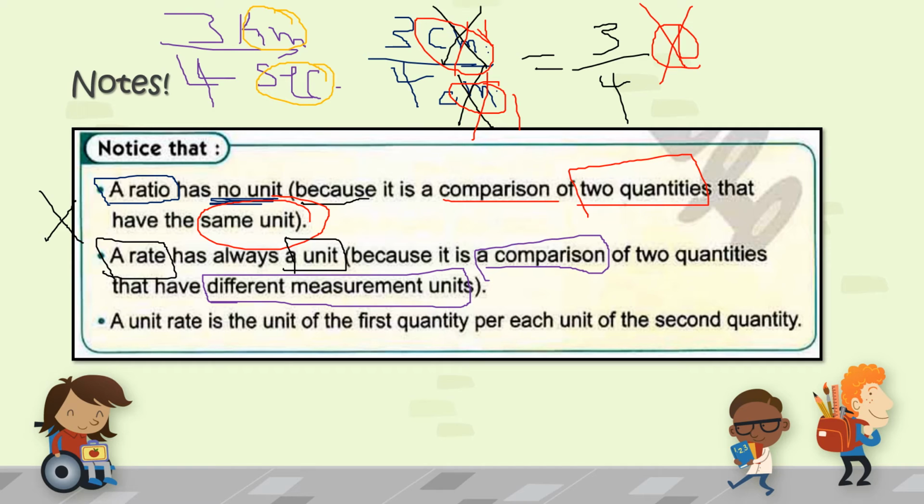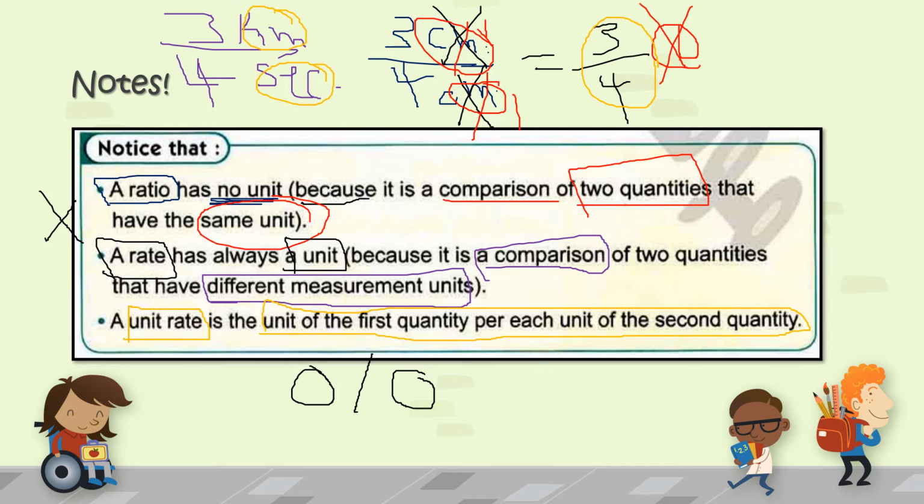But a ratio is like 3 over 4, just 3 over 4, because it has no unit, because we compare two quantities of the same unit. So a unit rate is the unit of the first quantity per the unit of the second quantity. So to find the rate of a quantity, we take the first quantity that he gives us, per, which is that dash, which is also a division sign, by the second unit that he gives us.